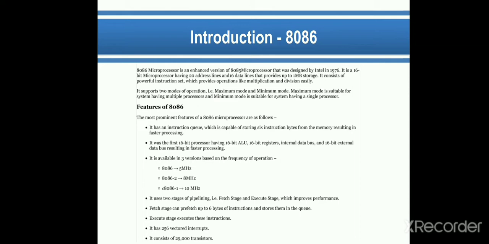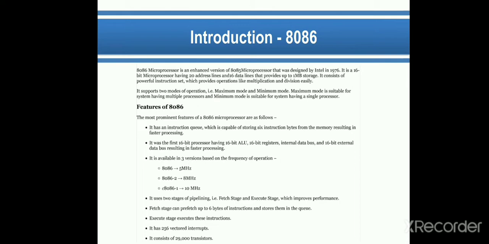Now some features of 8086. First of all, the most prominent feature is that it has an instruction queue which is capable of storing 6 instruction bytes from the memory, resulting in faster processing. It was a fast 16-bit processor having a 16-bit ALU, 16-bit registers, an internal data bus and a 16-bit external data bus, resulting in faster processing.